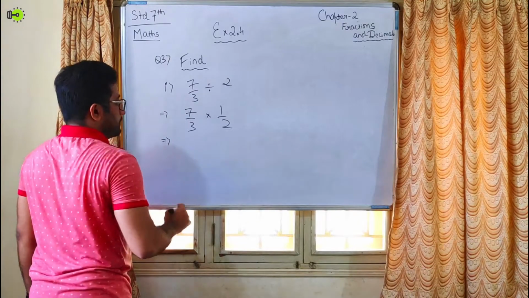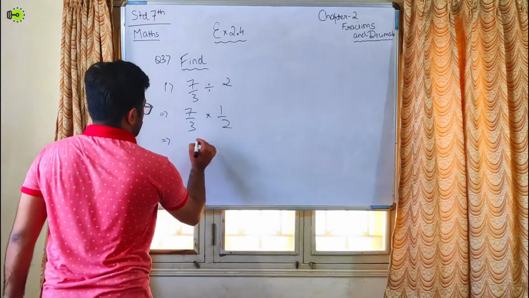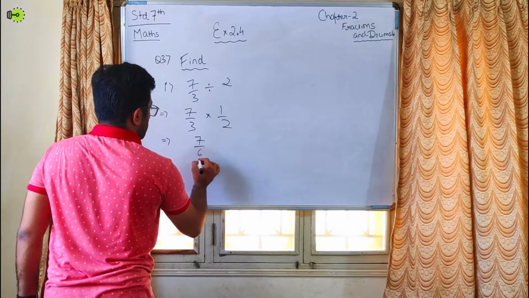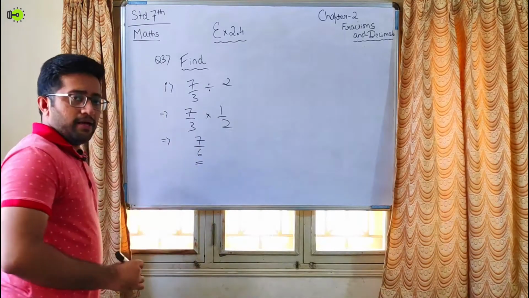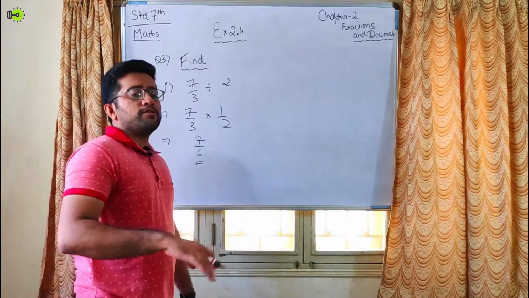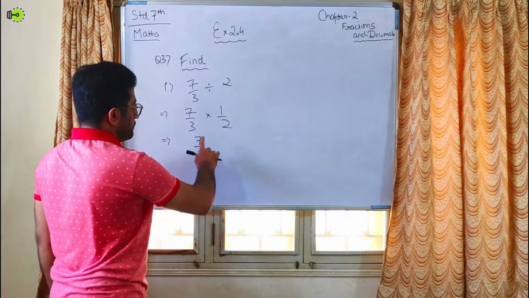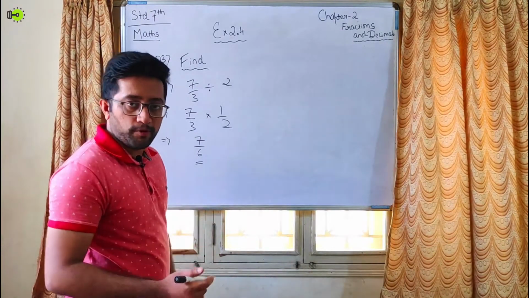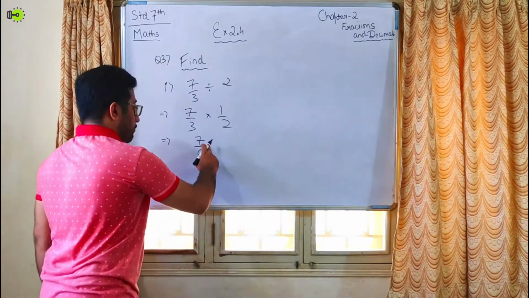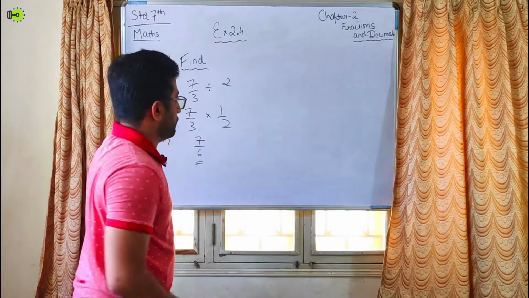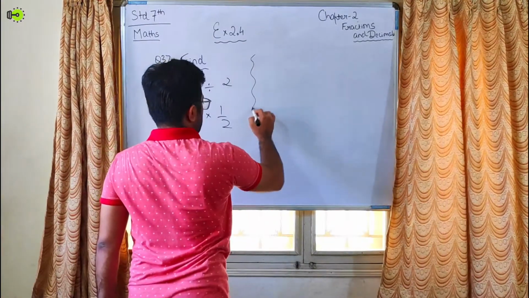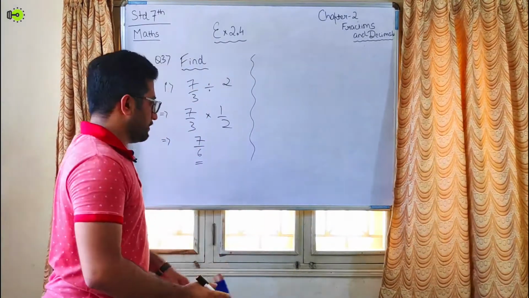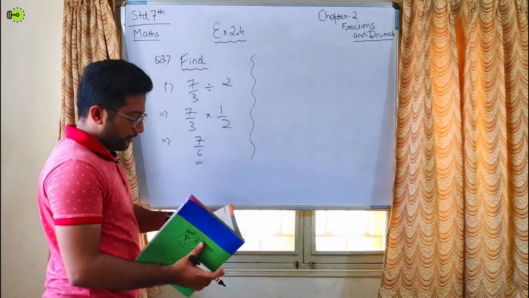So now let us see whether there is something in common. No, so the answer will be 7 upon 6. Okay, and yes, if you want to go a step further, you can convert this improper fraction into a mixed fraction. Okay, but I don't think this is required or necessary. You can keep the answer as it is.